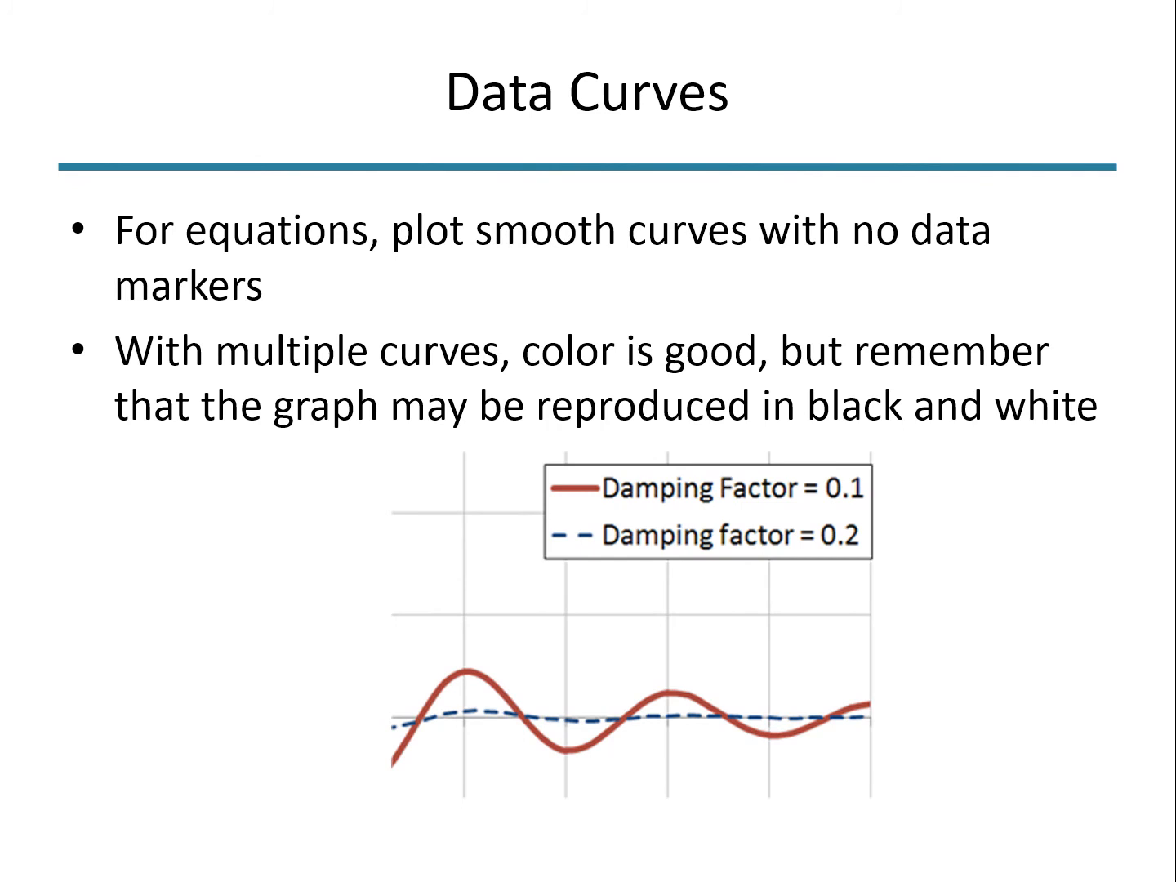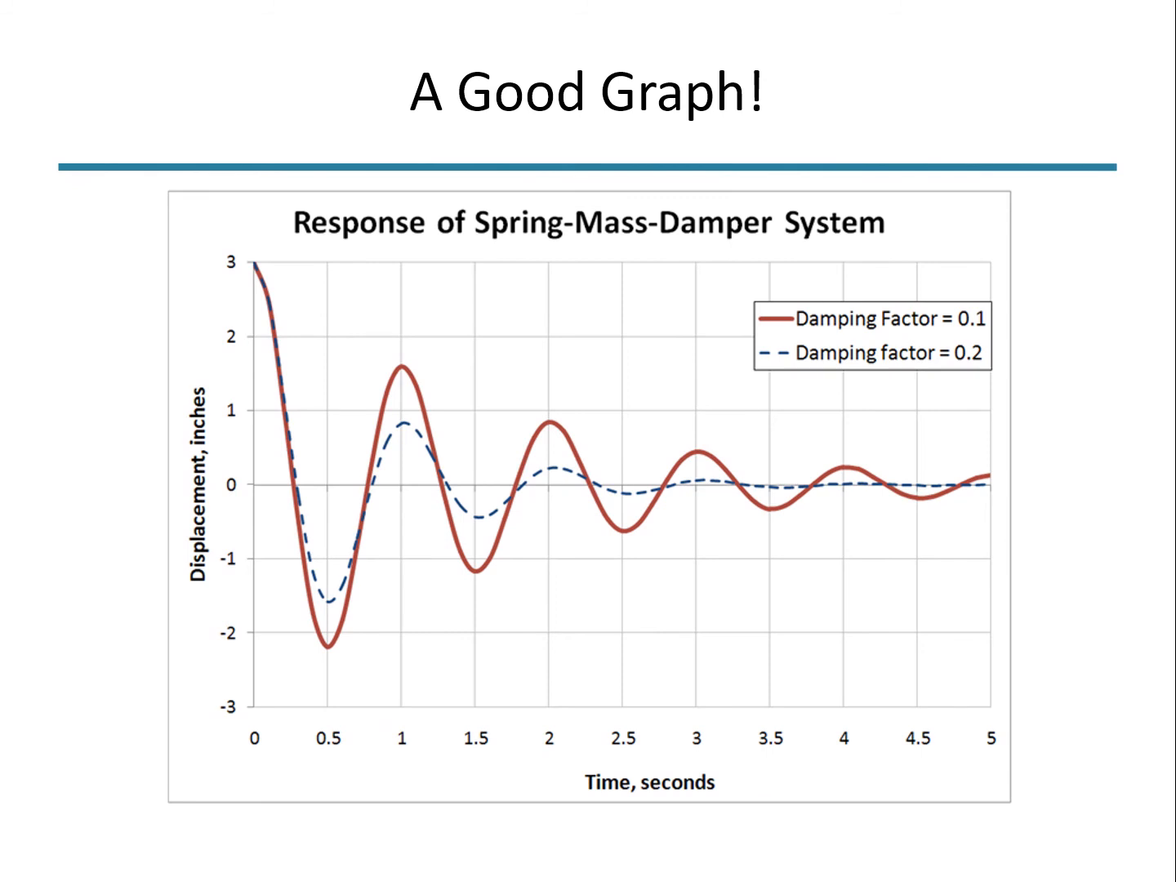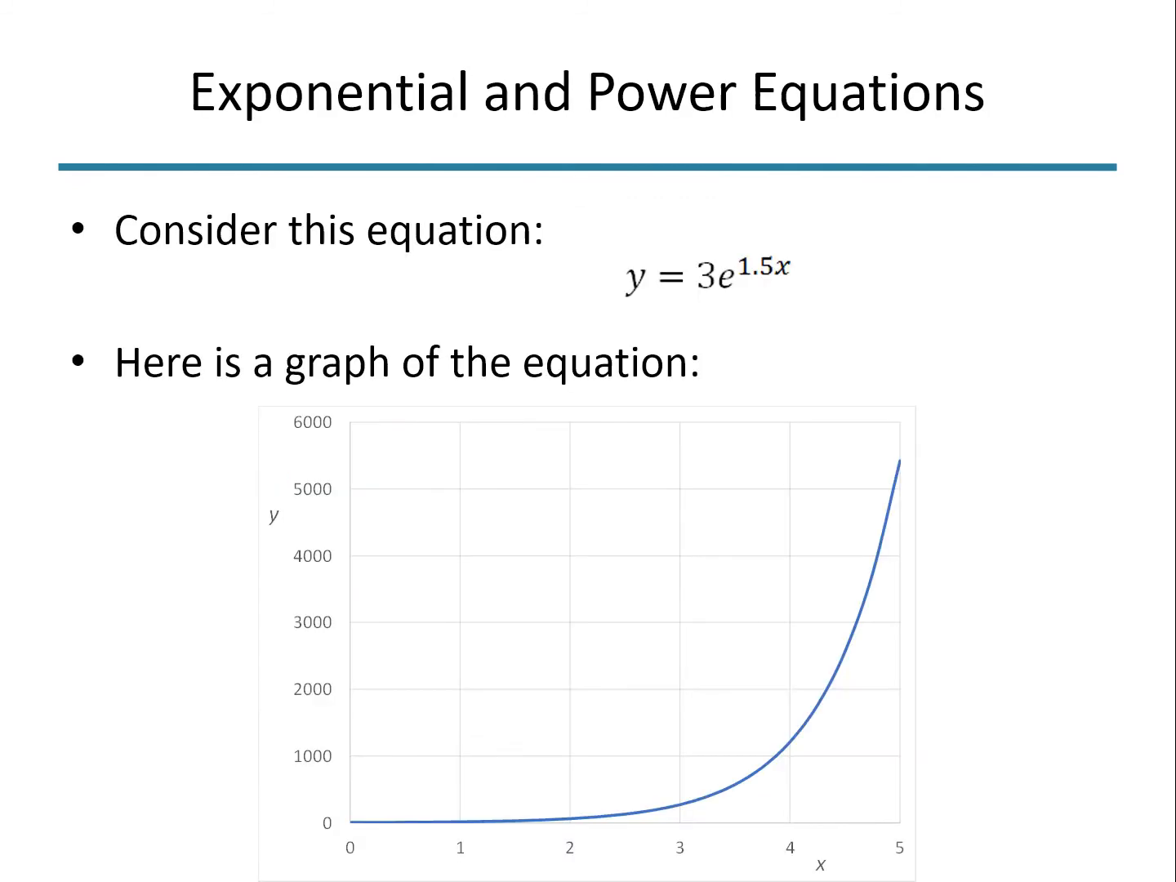Remember that in this case we're plotting equations, so no data markers for this. And while you may be printing in color, always remember that if the graph's going to be printed in black and white, you want to be able to distinguish those curves. So in this case we've used a solid line and a dashed line. And there's the finished graph, which looks pretty good.